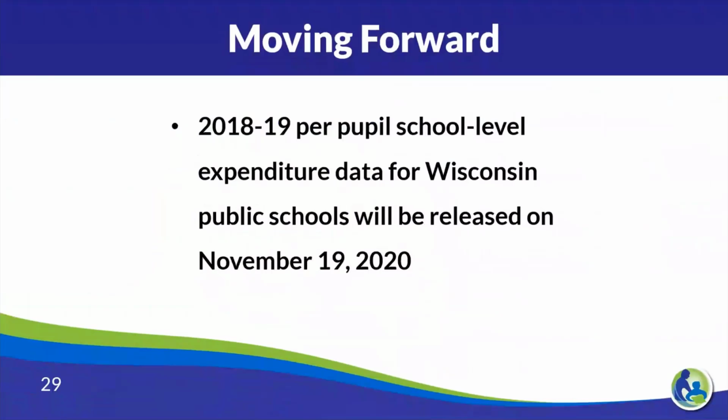Moving ahead, the 2018-19 per pupil school level expenditure data for Wisconsin will be released on November 19th, 2020. Initially, the plan had been to release 2018-19 data this past spring. Obviously, there were a few things that happened back in March that threw a wrench in everybody's plans since then. But we are now back onto our release schedule. So November 19th is the day that school level data for 18-19 goes public in WiseDash.